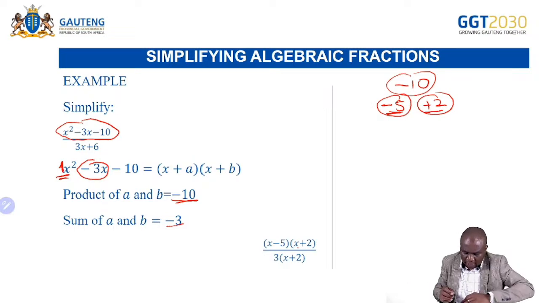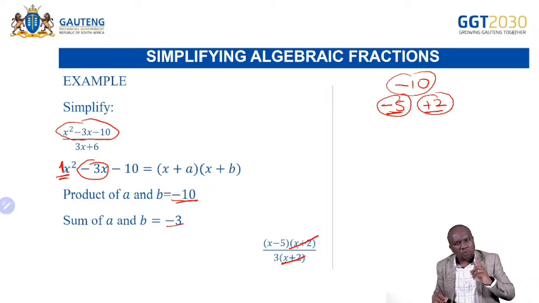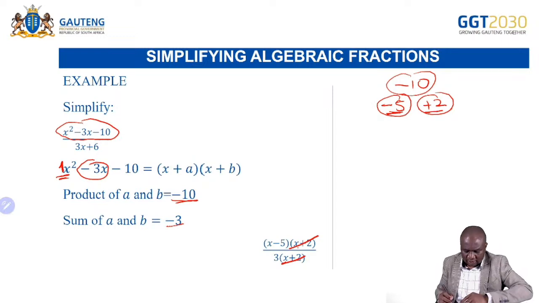You're done. And then x plus 2 divided by x plus 2, we are getting 1. Okay, getting 1. And then what we get? X minus 5 divided by 3. That's our final answer. Hope you can see this. X minus 5 divided by 3 then.